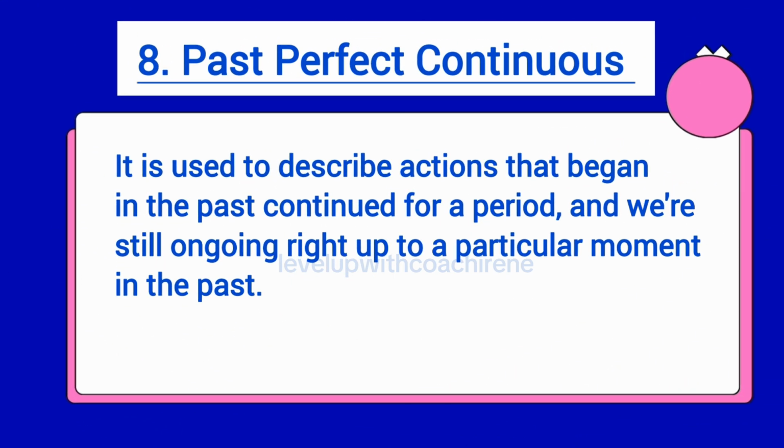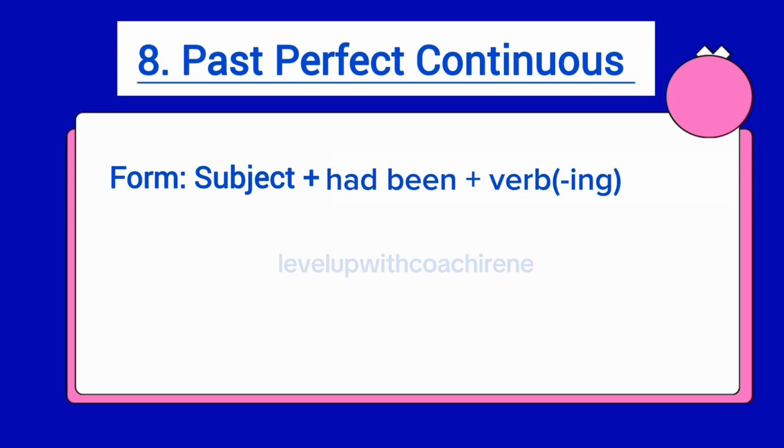Moving on, let us look at past perfect continuous tense. It is used to describe actions that began in the past, continued for a period, and were still ongoing right up to a particular moment in the past. It emphasizes the duration of the action or the fact that it was happening over time. It is formed with a subject plus had been plus verb in the ing or continuous form.